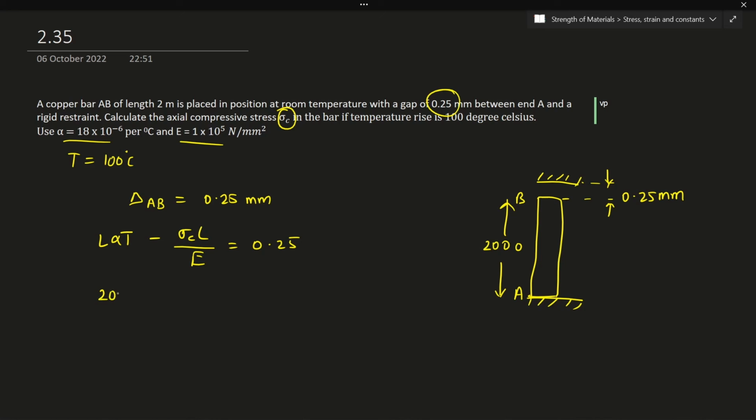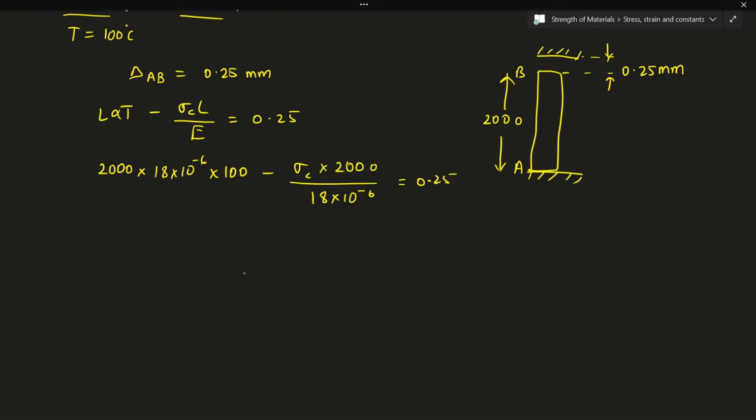The length is given as 2000. The alpha is given as 18 into 10 to the power of minus 6, into the rise in temperature of 100, minus sigma C, that is what we have to find out, into the length 2000 again divided by E, that will give us 0.25. Now if I simplify this, I'll have sigma C given by 167.5 Newton per mm square.